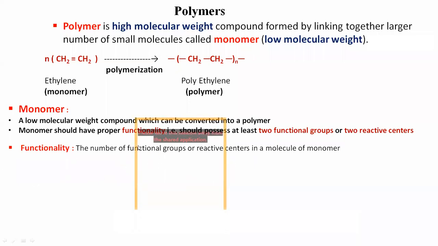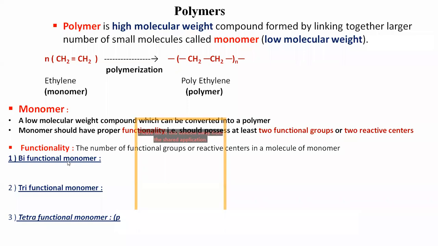Other functional groups we have already studied: carboxyl functional group, COOH, OH, halogen. These are the active functional groups. There are several other functional groups. Reactive centers means the presence of a double bond or triple bond. So monomers must possess proper functionality, meaning they must have a proper functional group. Then and only then can they be converted into a huge molecule called a polymer. That's all.